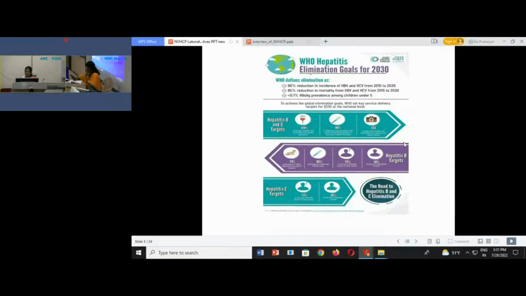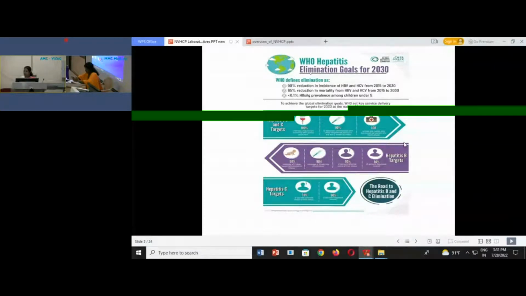Now coming to the hepatitis C targets alone: 90% of the persons affected should be aware of their status, and 90% of the persons diagnosed should be treated. By achieving these targets, this leads to the road of elimination of hepatitis B and hepatitis C.